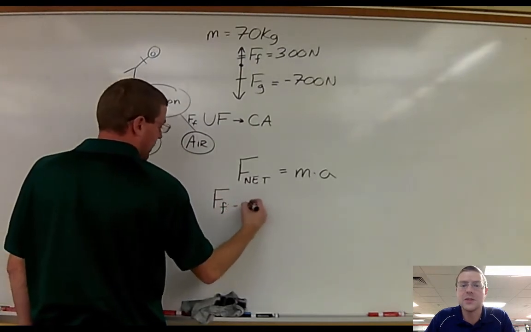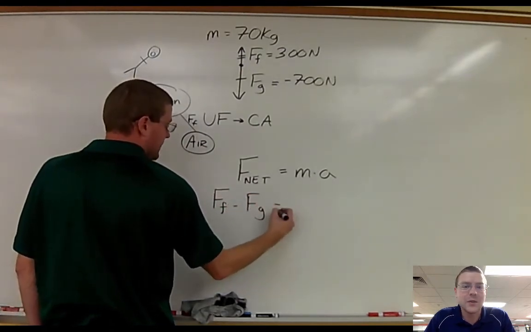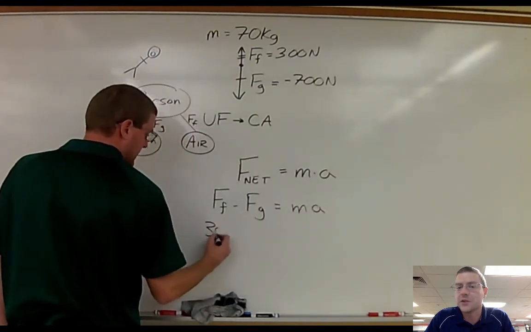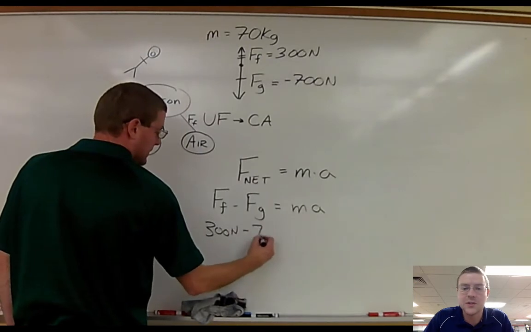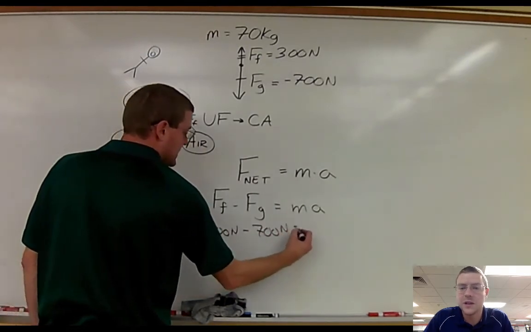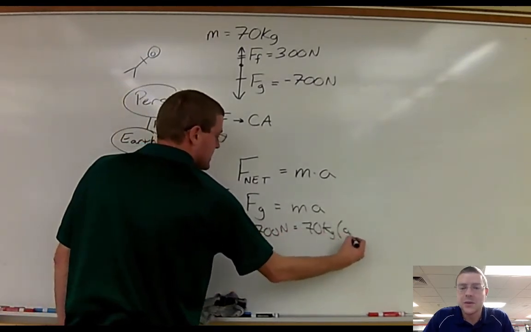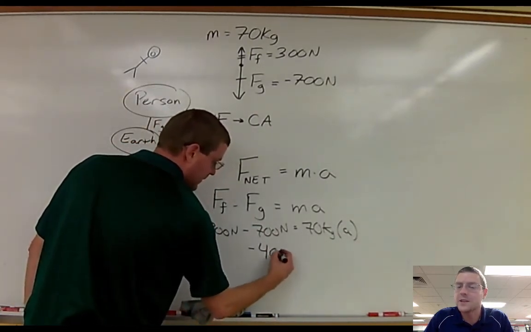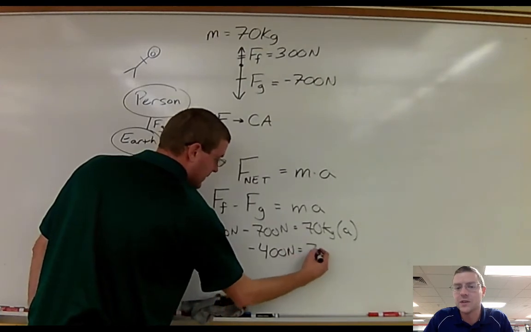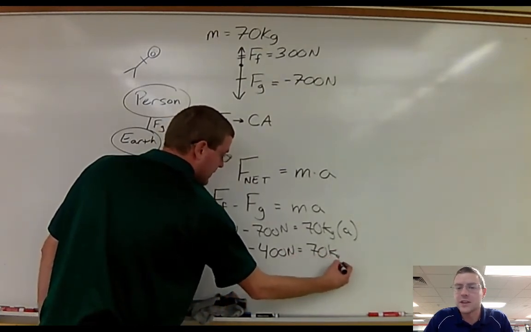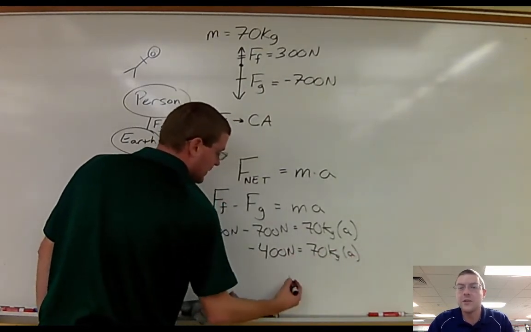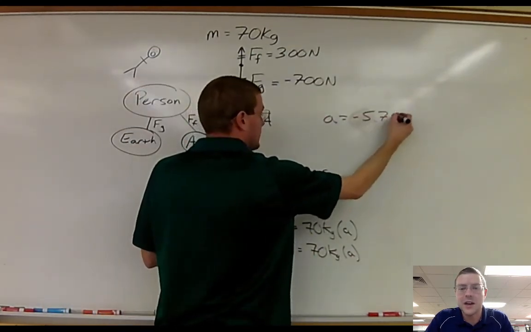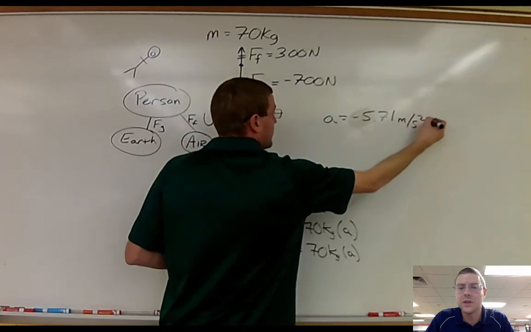You're going to have the friction upwards, subtracted by the gravity downwards, equals mass times acceleration. I've got 300 newtons of friction, minus my 700 newtons of what gravity's doing to me. Put in my mass again, which leaves only a total force on my body of about 400 newtons, and it's minus because it's heading downwards. So now it looks just like our last problem, except I don't have the full amount of 700 newtons on me. What I have now is an acceleration of 5.71 meters per second squared.